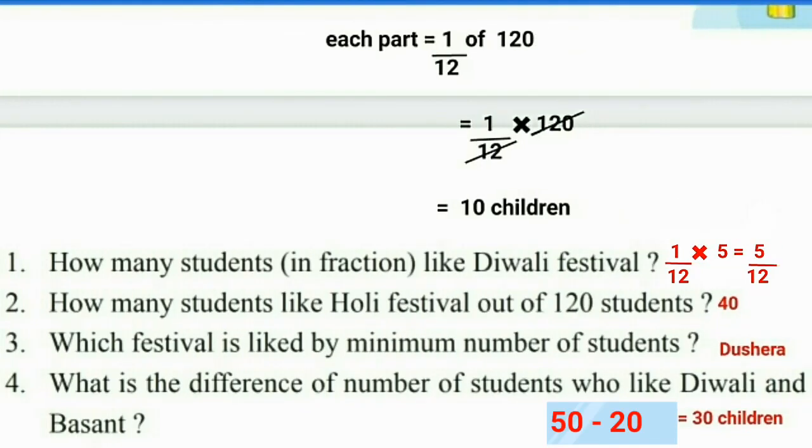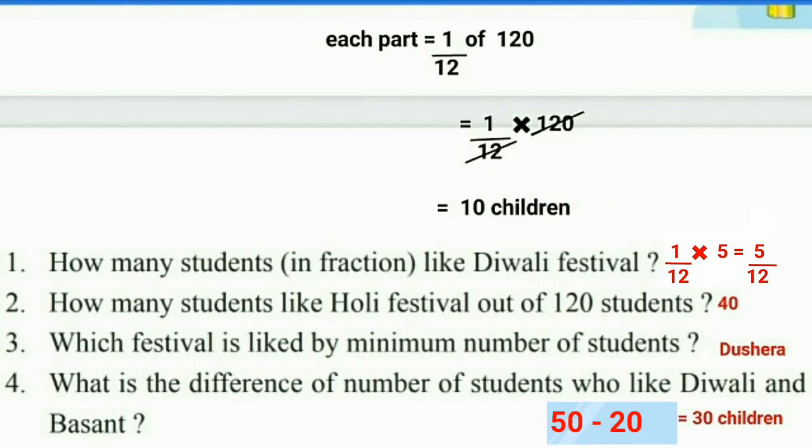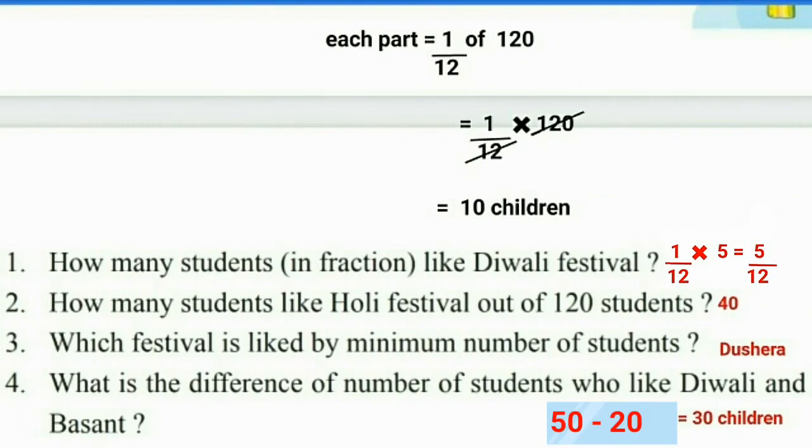So here you can see first question, how many students in fraction like Diwali festival? So this is equal to 1 by 12 into 5, because Diwali festival is represented by red color. Here we have 5 parts, so that's why we have multiplied the fraction by 5. This is equal to 5 by 12. Second, how many students like Holi festival out of 120 students? So you can see Holi is represented by green color. So total we have 10 plus 10 plus 10 plus 10 is equal to 40 students.